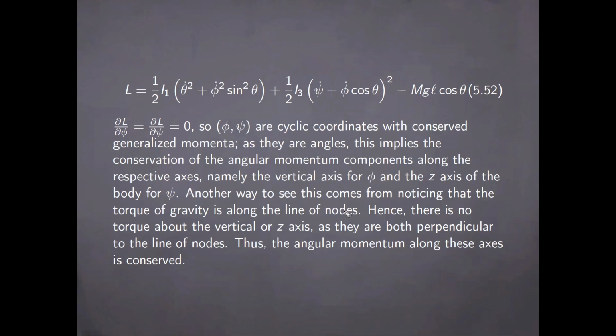Another way to see this comes from noticing that the torque of gravity is orientated along the line of nodes. Hence, there is no torque about the vertical or the figure axis, as they are both perpendicular to the line of nodes. In conclusion, the angular momentum along these axes is conserved.